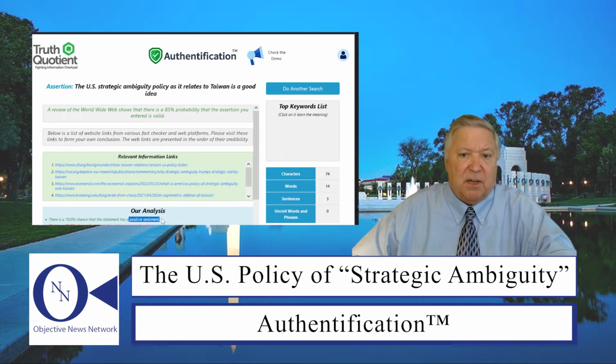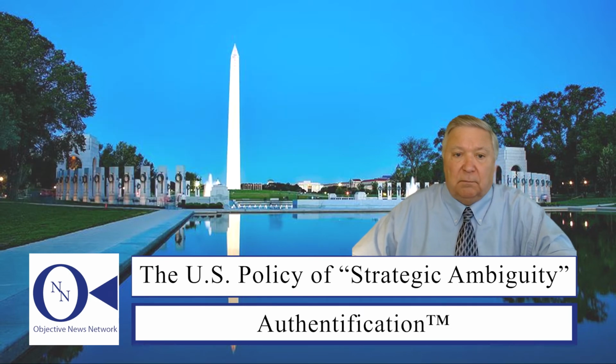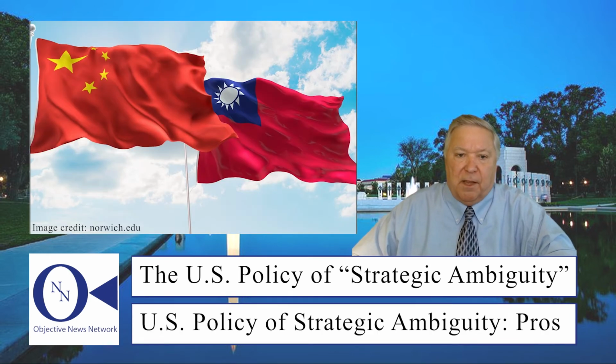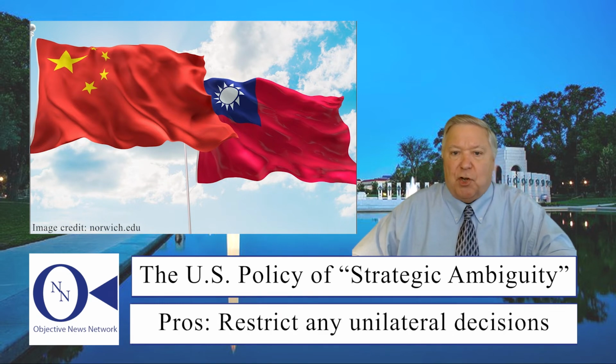Collectively, these data sets set forth the pros and cons of a United States policy of strategic ambiguity as it relates to Taiwan. The pros look like this. First, strategic ambiguity can restrict any unilateral decisions by both sides of the strait. On the other hand, it can prevent a declaration of independence from the Taiwan side on the assumption that the United States will surely come to its aid.